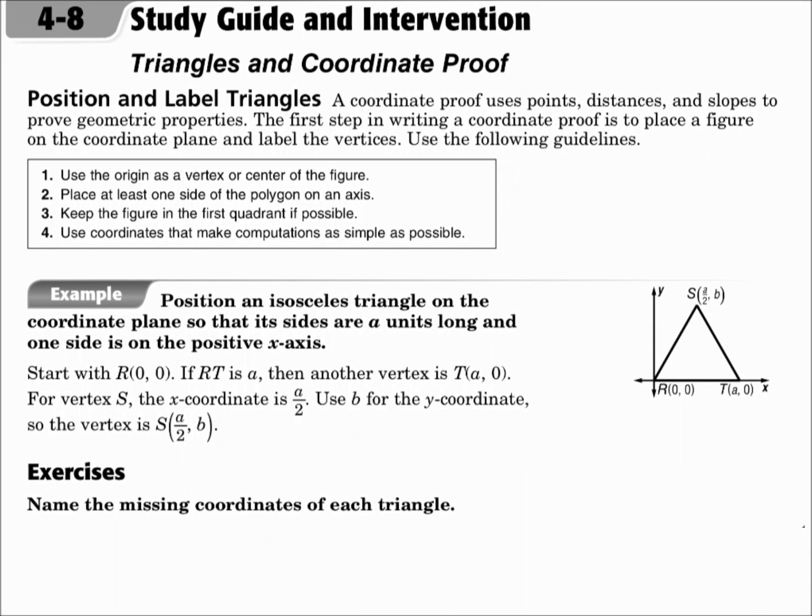This is Lesson 4.8, Triangles and Coordinate Proof. Your objective is to position and label triangles for use in coordinate proofs. A coordinate proof uses points, distances, and slopes to prove geometric properties. To do this, you're going to draw the shape on the coordinate plane, but you're not going to use actual numbers. You're going to use variables that give you the general values of the coordinates.